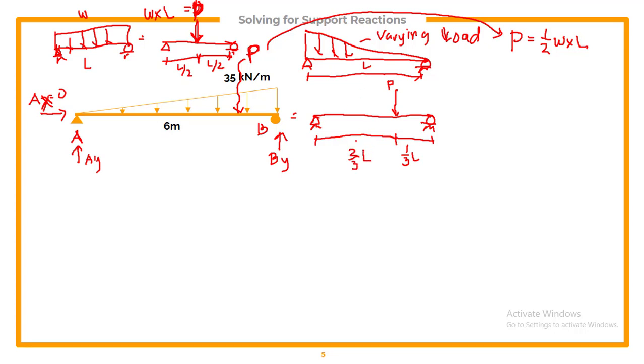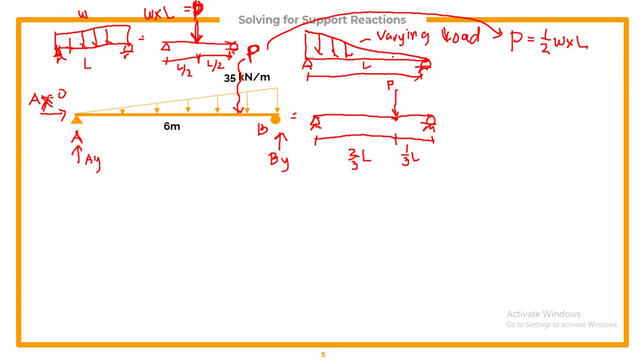So therefore, if your length is 10, then 2/3 times 10 is the distance from this support to the point load. And if this is L, then 1/3 times 10, so 10 over 3, is the distance from this support to this load here.